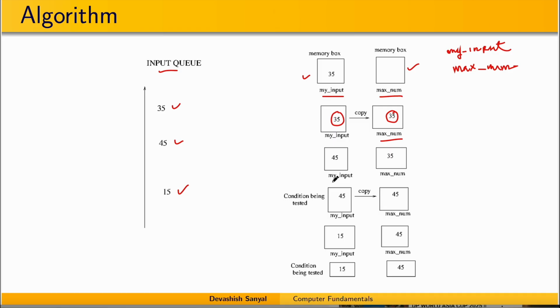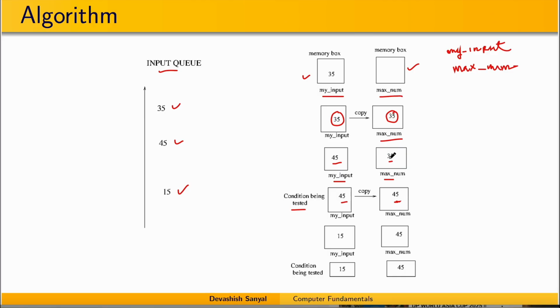So in the memory my input, now 45 enters. Okay, we have 45. While in this memory which we have defined, which we are calling max num, we still have 35. And then what we are going to test is whether this 45 is greater than 35. So now a condition is being tested. What is that condition? Whether 45 is greater than 35. If 45 is greater than 35, then this 45 is now copied into the memory max num.